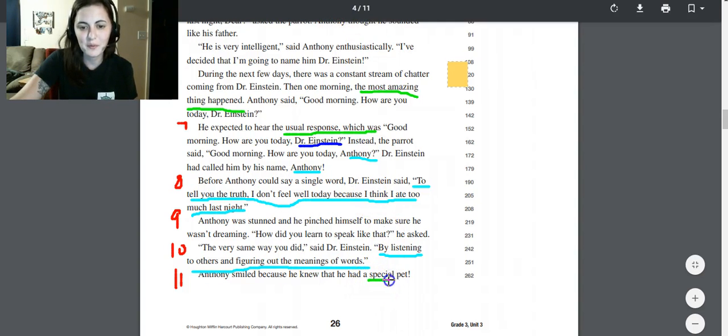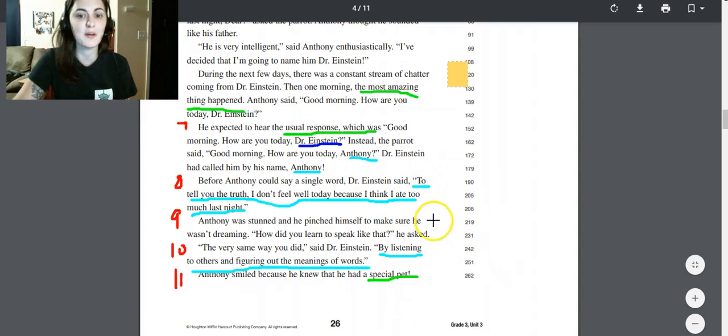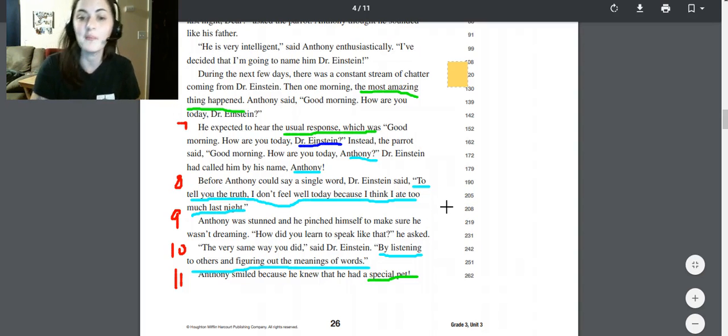So that light blue I just underlined was the dialogue that was important to understand why Dr. Einstein is a special pet. So think about your dog, or I know dogs can't talk at all, but imagine if your dog just talked to you one day and then it could tell you how it was feeling and what it was doing and what it was thinking. That'd be amazing and cool and awesome. That'd be a very special pet.